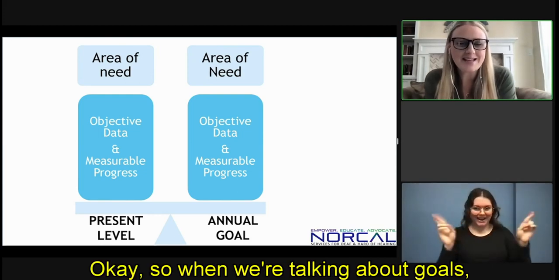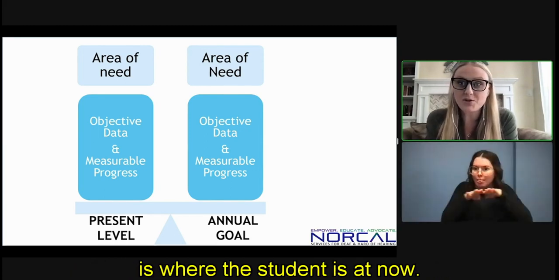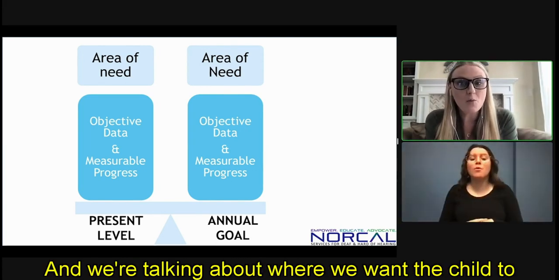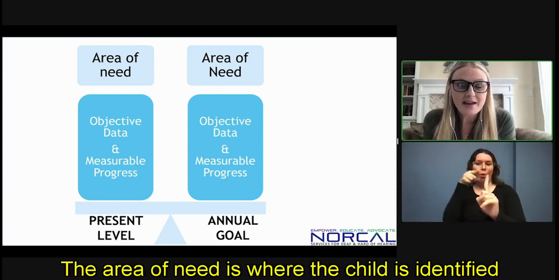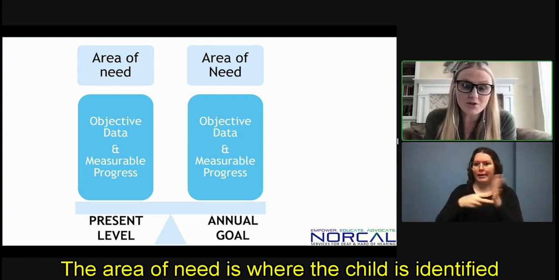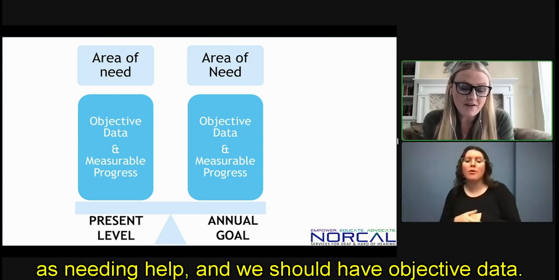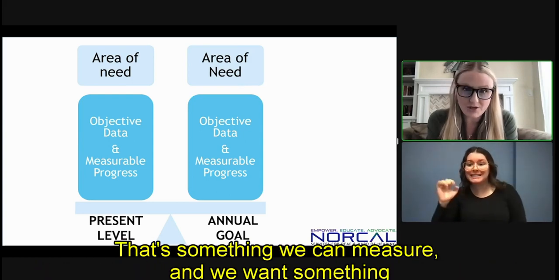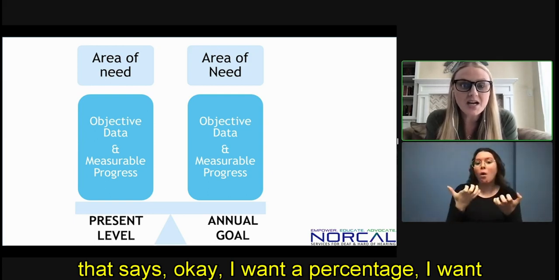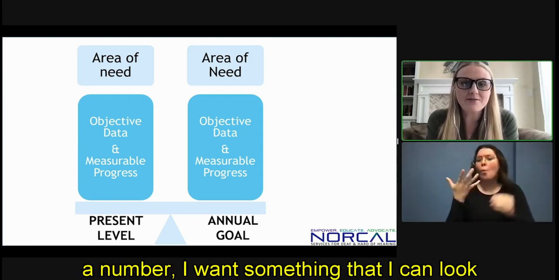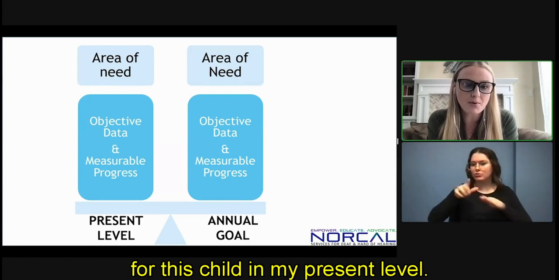Okay, so when we're talking about goals, we're talking about our present levels, which is where the student is at now. And we're talking about where we want the child to be in 1 year, which is our IEP goal. The area of need is where the child is identified as needing help, and we should have objective data. That's something we can measure. And we want something that says, okay, I want a percentage, I want a number, I want something that I can look at and say, okay, this is my starting point for this child in my present level.